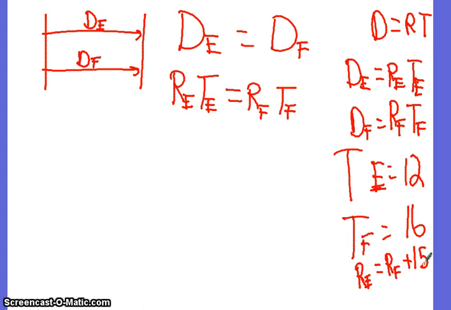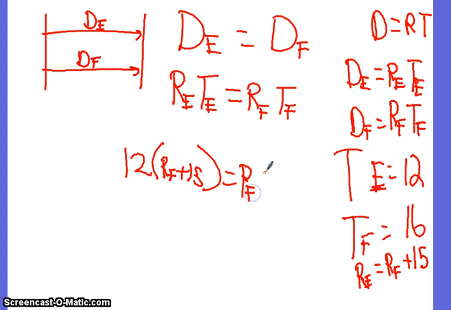So if I plug everything in, I can totally solve this. I get 12 times RF plus 15 equals RF times 16. I didn't have to put parentheses there, but I did. That was my thinking. I got enough to solve it.